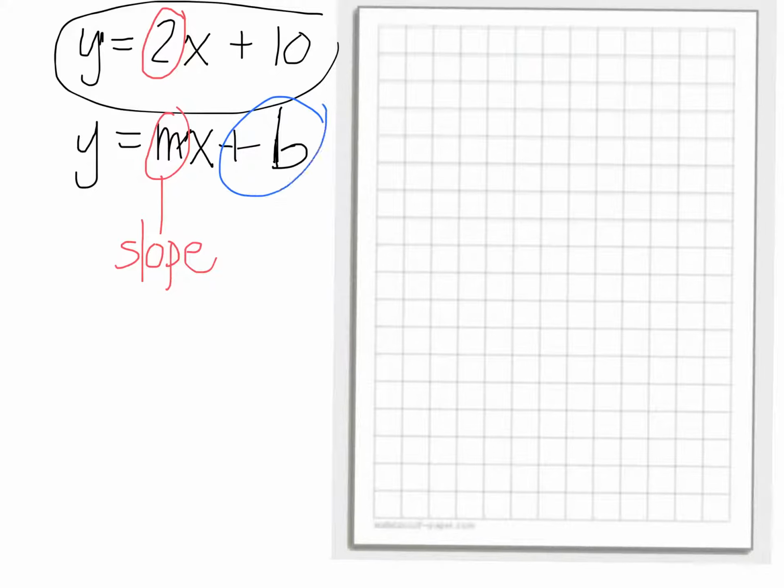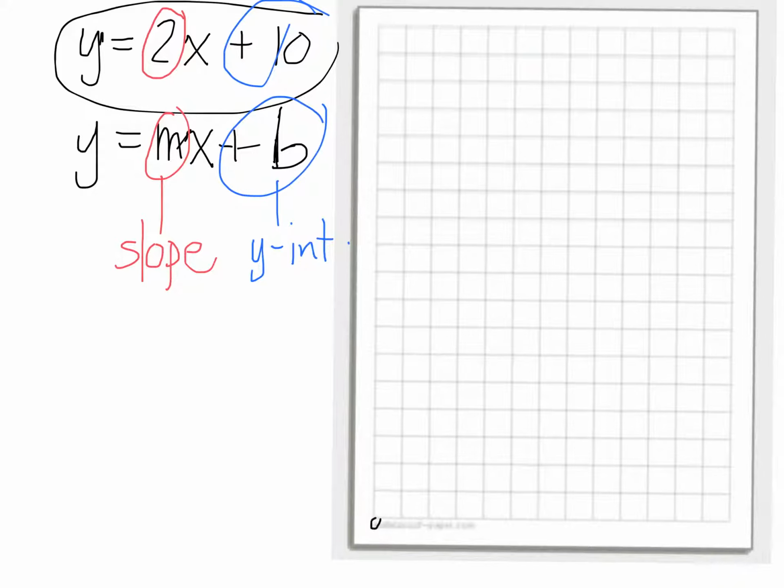What does b represent? The y-intercept. And this is the constant term. That means it's the number by itself. Okay? So we can use just the equation, the slope and the intercept, to graph this.